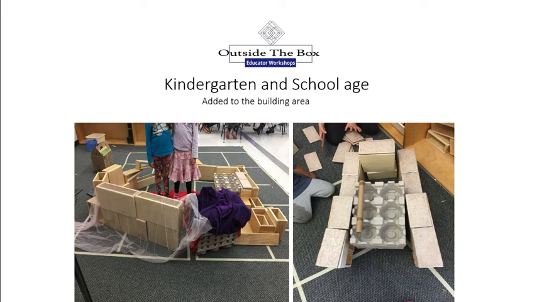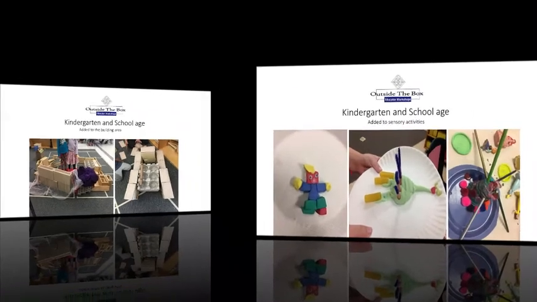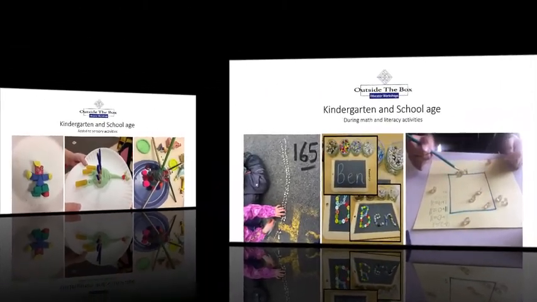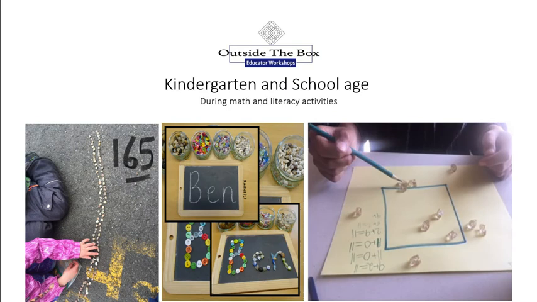In our building area, we added blankets and fabric scraps, recycled cardboard from Bath and Body Works, paper towel rolls, and kitchen tiles. If you're looking for a way to spice up your sensory activities, consider adding loose parts to your Play-Doh or plasticine. The children are really able to add a lot more detail when they're given loose parts with this activity. You can even use loose parts during math and literacy activities.